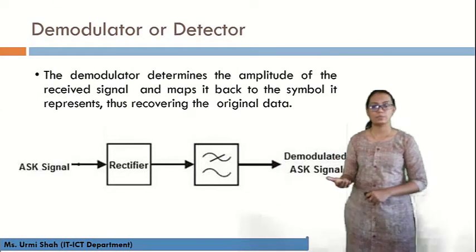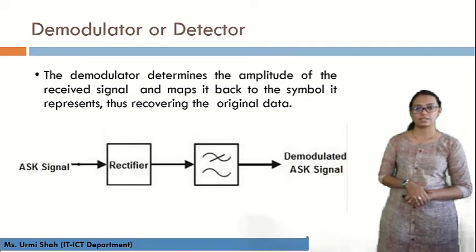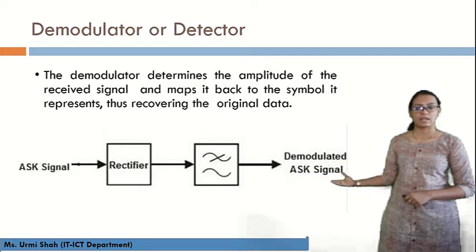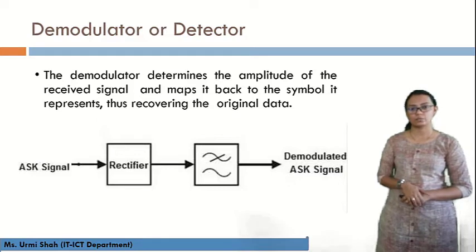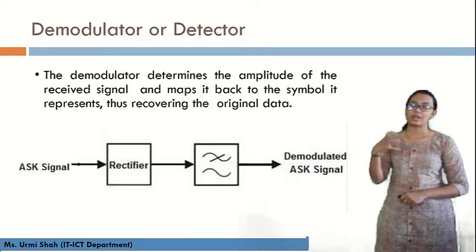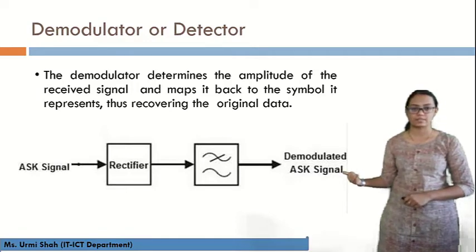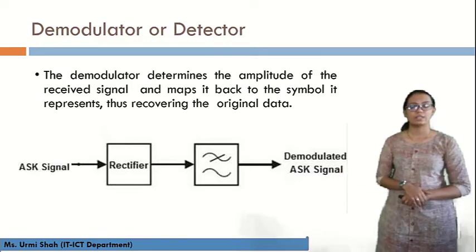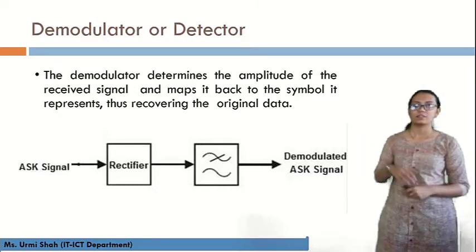Now coming to the demodulator circuitry. Basically the demodulator circuitry has the receiver circuitry which is widely used whenever we are retrieving the original message signal. The demodulator determines the amplitude of the received signal and maps it back to the symbol it represents, thus recovering the original message signal or original data which was transmitted.